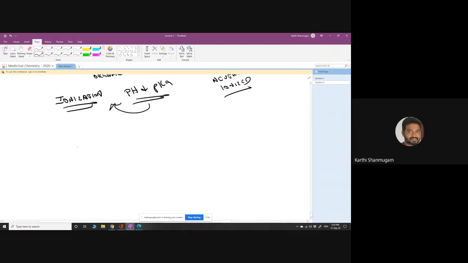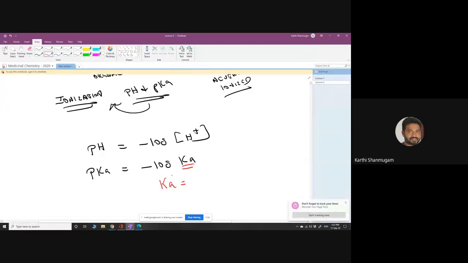So I'm going to write some formulas. What we discussed in the previous class: pH is equal to negative log of H plus ion concentration. We also discussed pKa. The formula for calculating pKa: pKa is negative log of Ka. And what is this Ka? What's the formula for Ka? Already we discussed in the previous lecture how to calculate the Ka value.